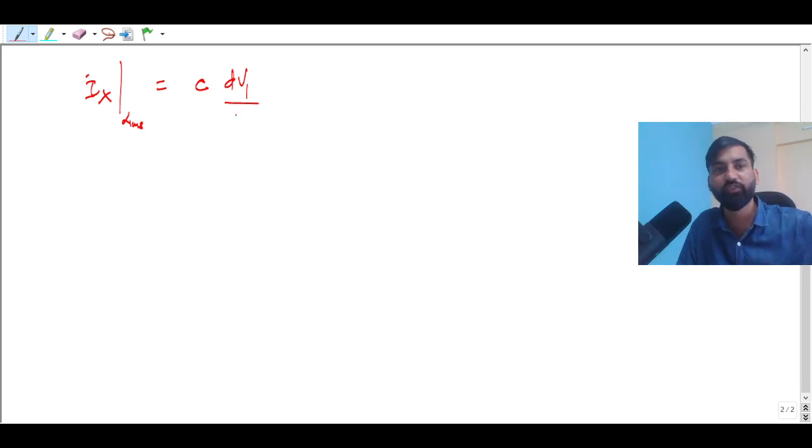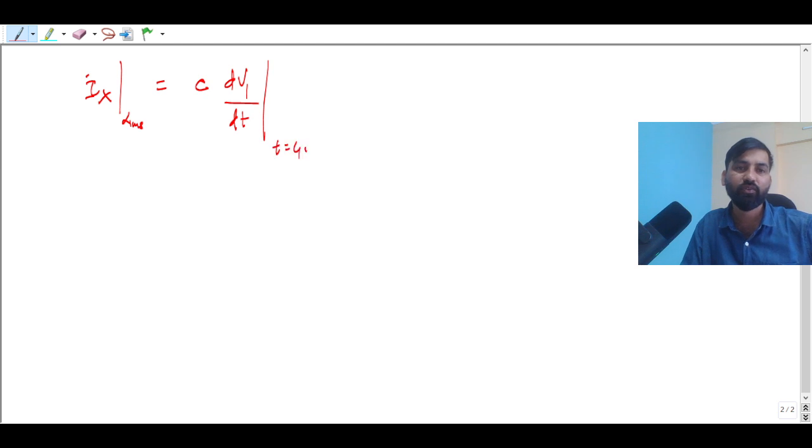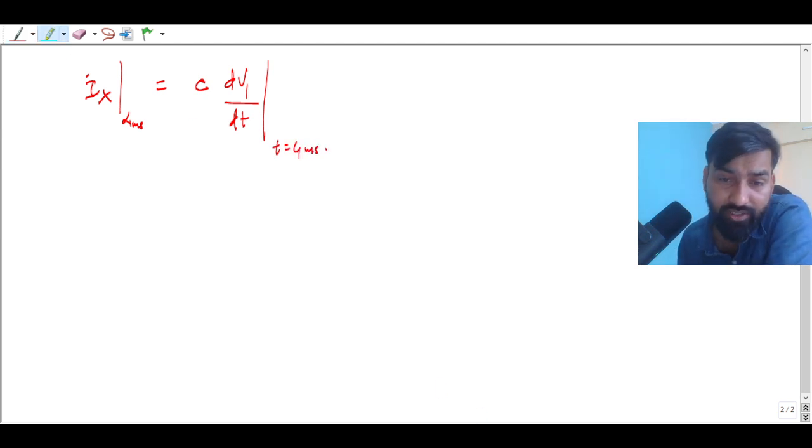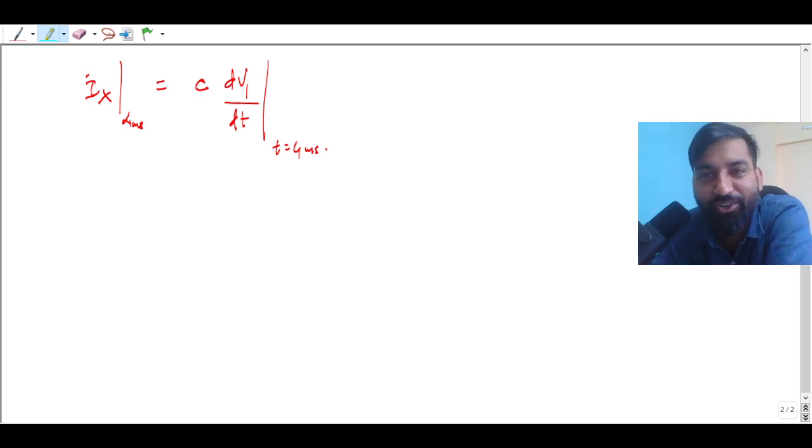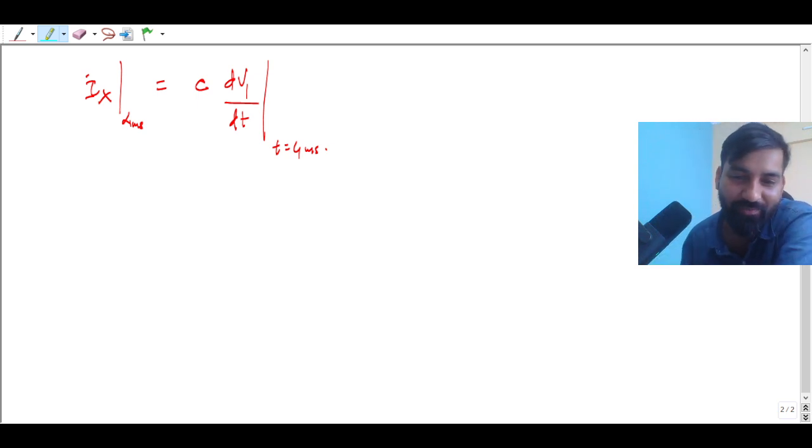See, Vc equal to v1, right? So dv1 by dt at t equal to 4 millisecond. And if you have attended my class on single variable calculus, you know that dv1 by dt at a certain point is nothing but a slope, okay? So this is nothing but a slope.